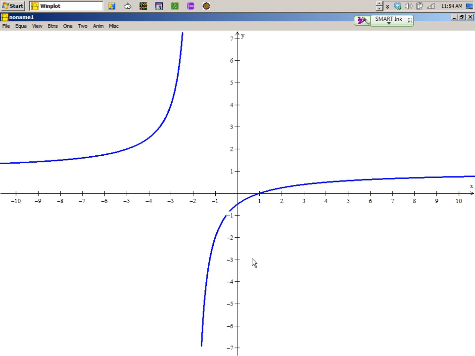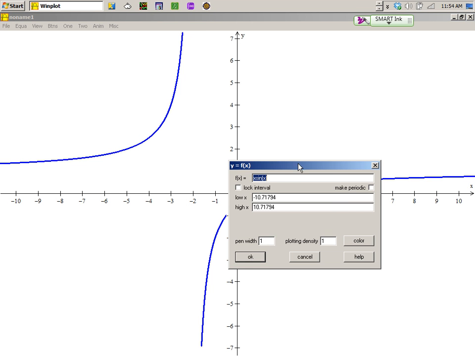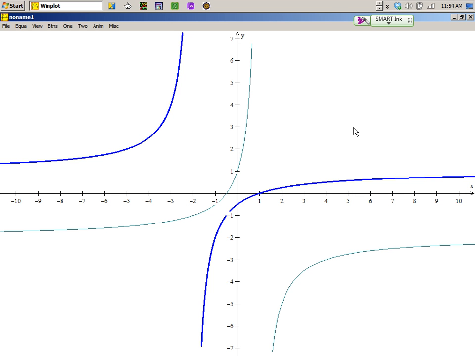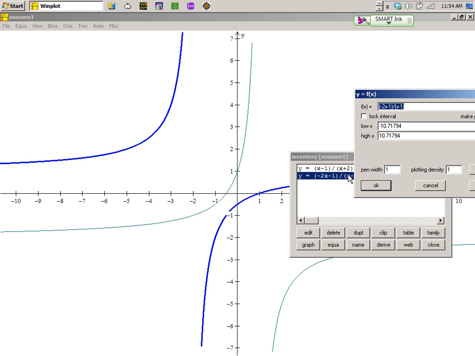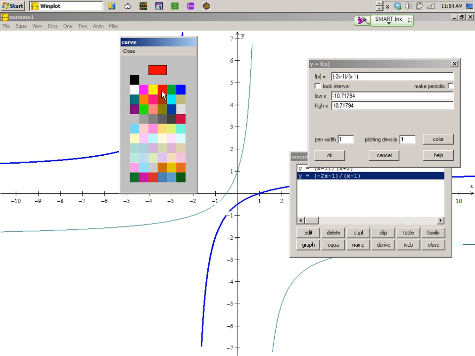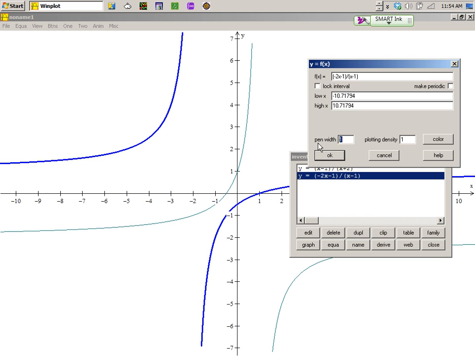Okay, now let's graph the inverse answer. The inverse function was negative 2x, was it minus 1, over x minus 1. And then for that one, let's make that a different color. Why don't we make that thing red for the inverse, with 3.